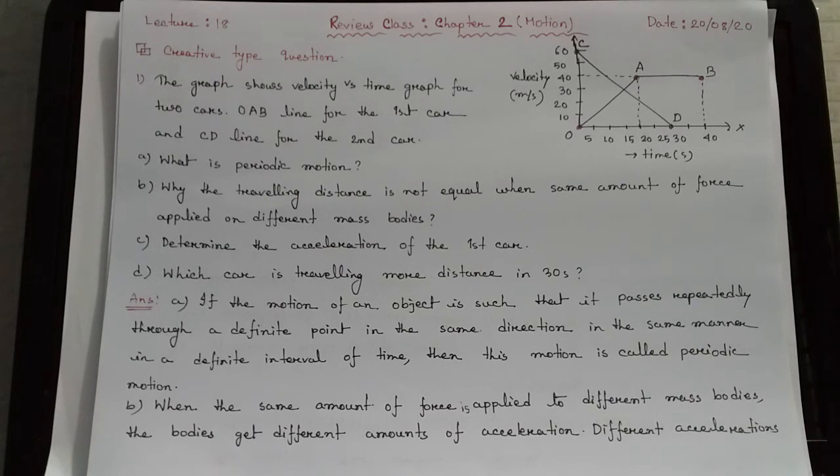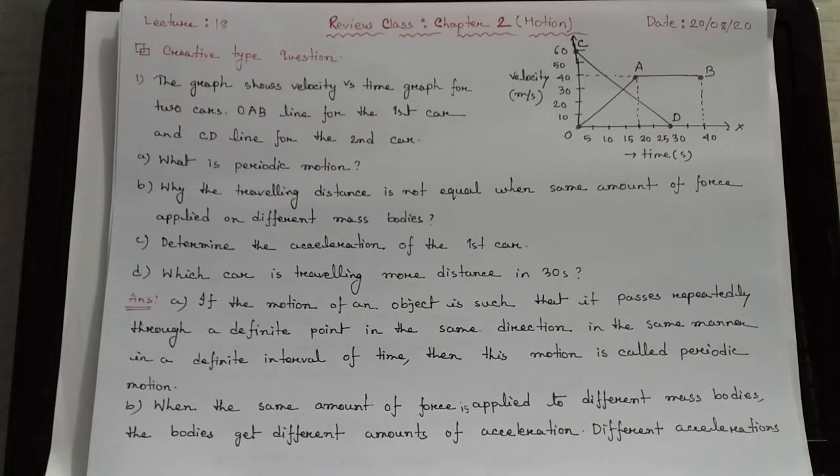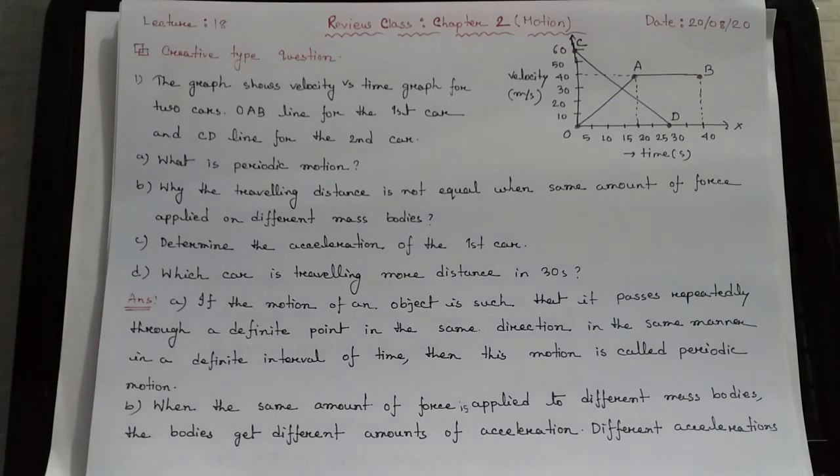and this acceleration causes the body to move with different velocity. Different accelerations produce different velocities in the bodies, so the bodies travel different distances as their velocities are different. So they travel different distances within the definite time. This is the reason: because of applying the same amount of force, but as the masses are different, the bodies have different accelerations, then different velocities, then different distances.